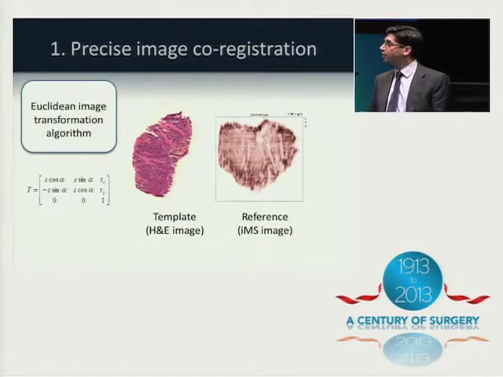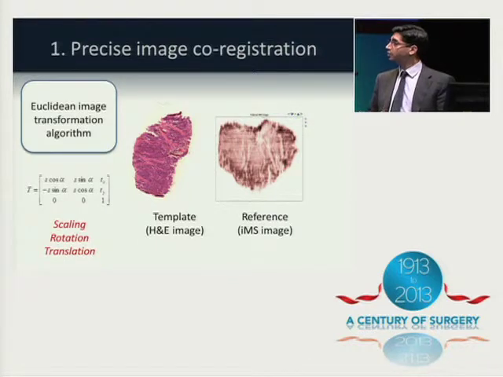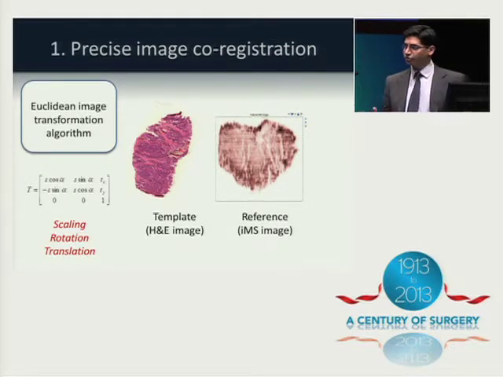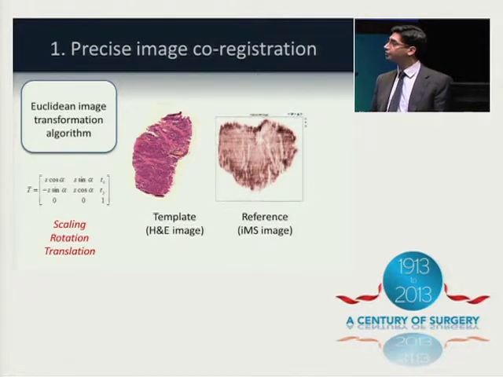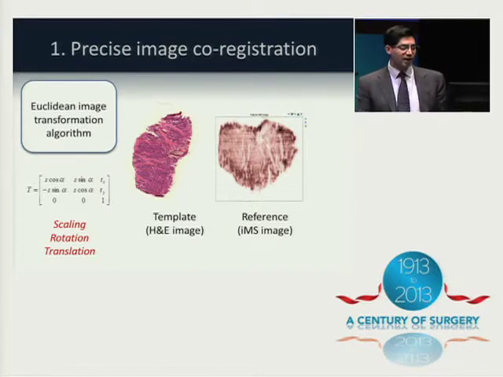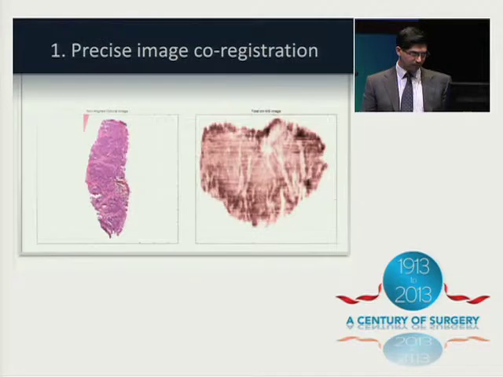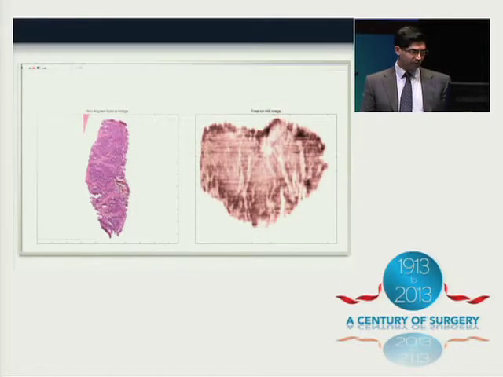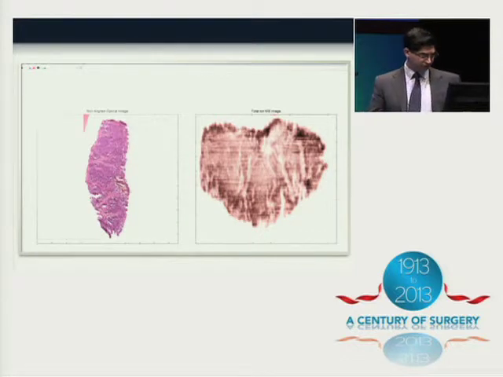The novel image co-registration methodology that we've devised and implemented here operates using an in-house designed Euclidean image transformation algorithm. Essentially, this relies on scaling, rotation, and multiple image translations to create a precise pixel-to-pixel match between the non-aligned template H&E image and the reference IMS image. This short video clip shows our image co-registration toolbox interactively in use.